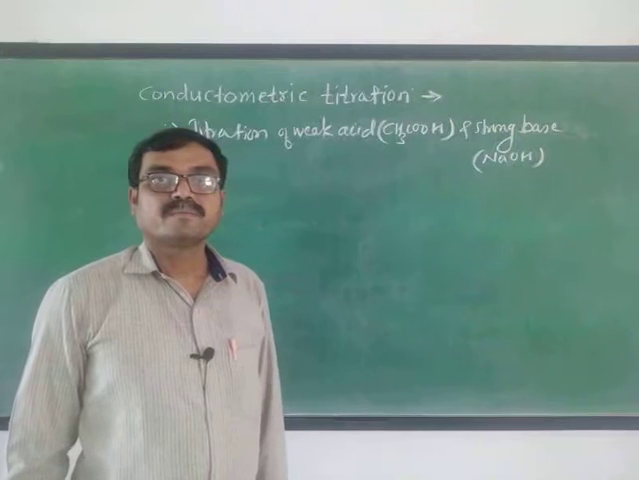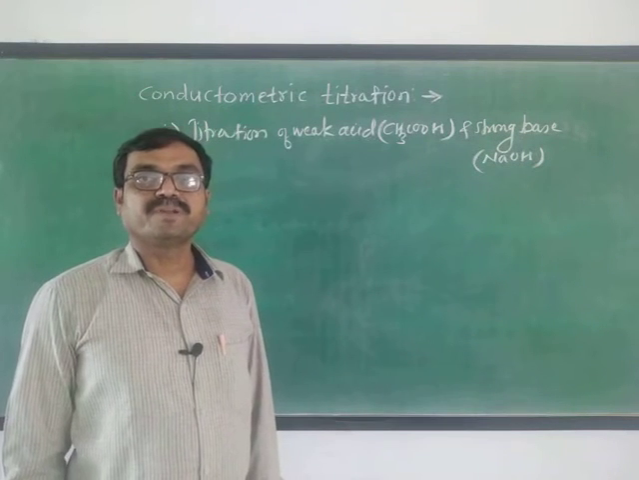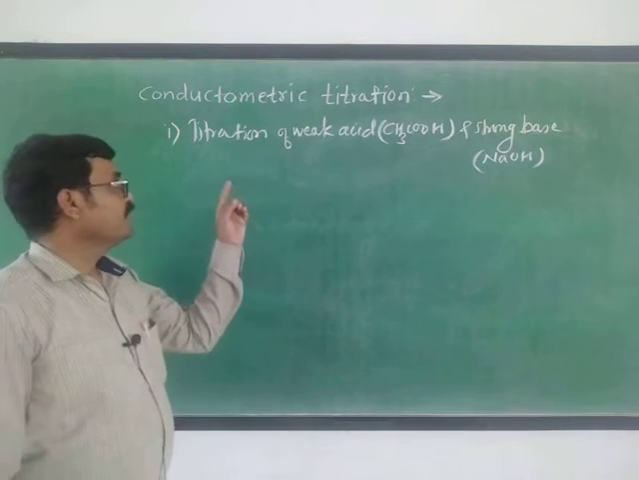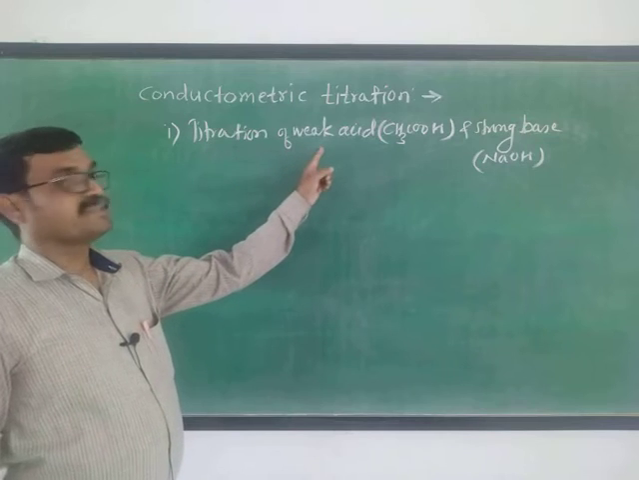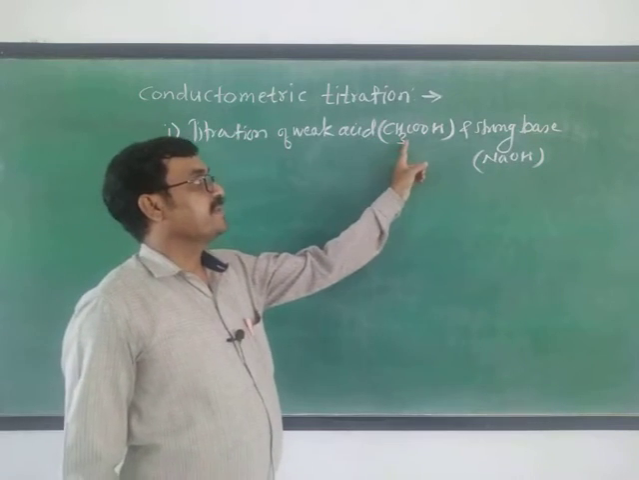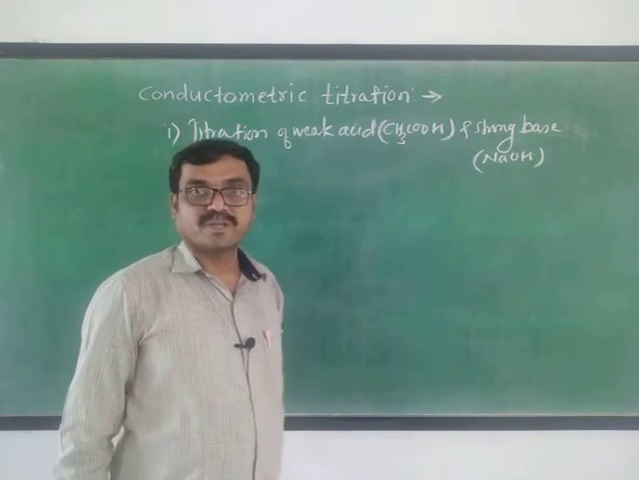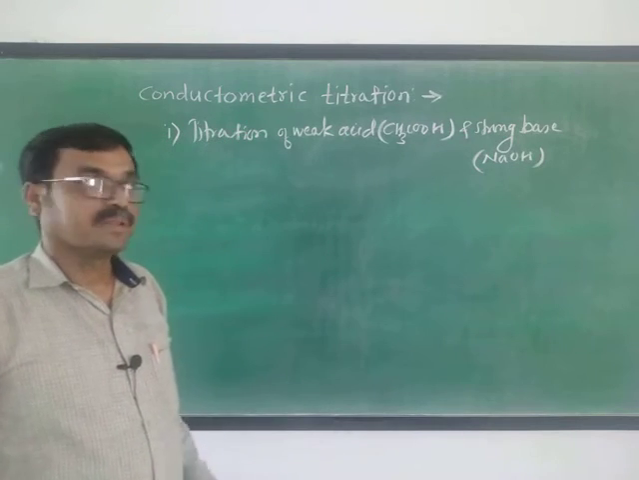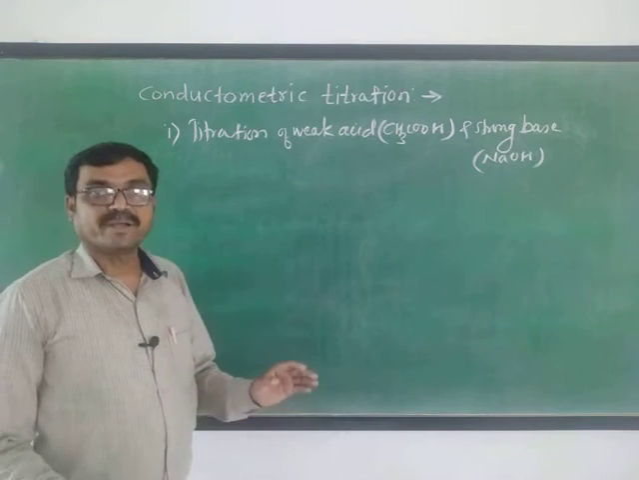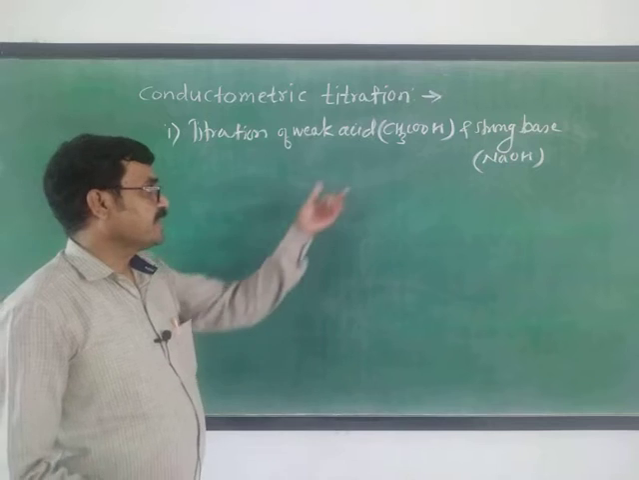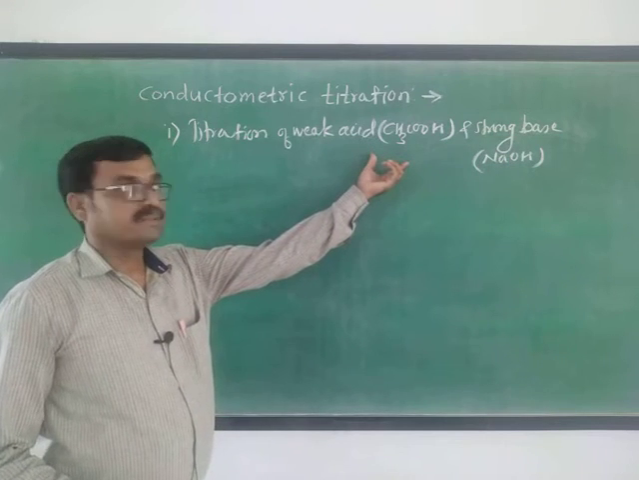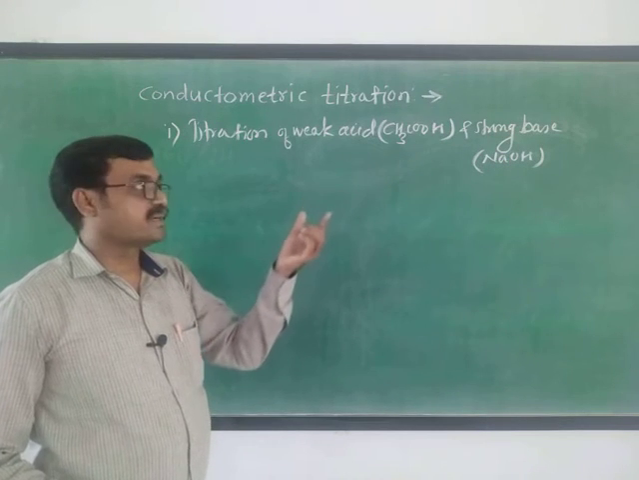Now here, if we take the example of titration of weak acid, that is acetic acid, and strong base NaOH, now see the conductometric titration. What happens? Here the acid is weak. That's why initially conductance is low.